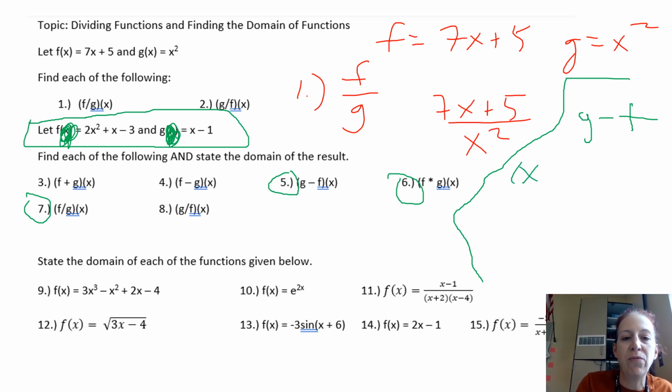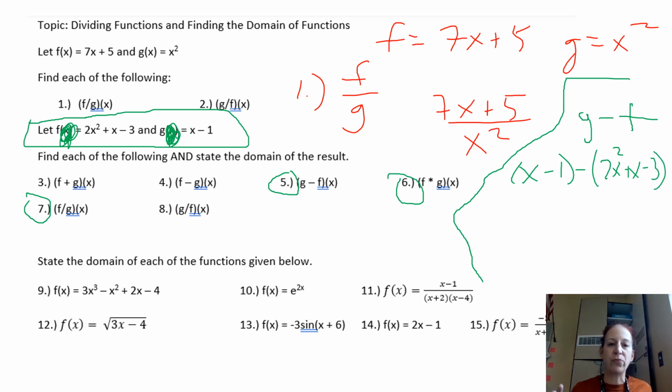So we're going to have g, which is x minus 1, minus f, which is 2x squared plus x minus 3. And remember, when you're subtracting, you do need to have those parentheses in there. The removal of the parentheses is its own separate step, and you want to be careful about the signs. The parentheses don't affect the first one, but in the second one, you are subtracting the entire group. So this minus sign is subtracting the 2x squared, but because it's grouped together, you are also subtracting the x.